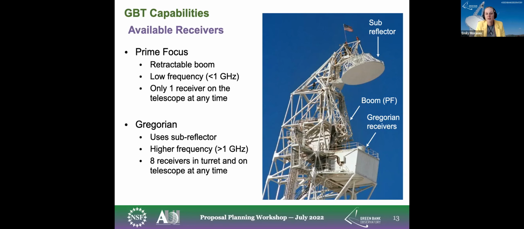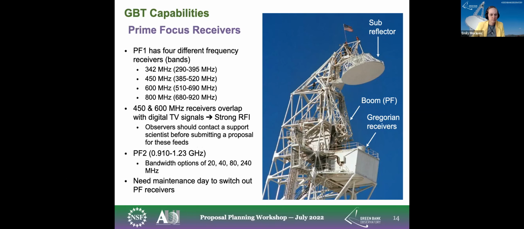So how we do this is we have maintenance days during the fall, winter, and spring. We have 1 day a week where we shut down the telescope and do maintenance and switch out receivers. And in the summer, we have quite a few more maintenance days.